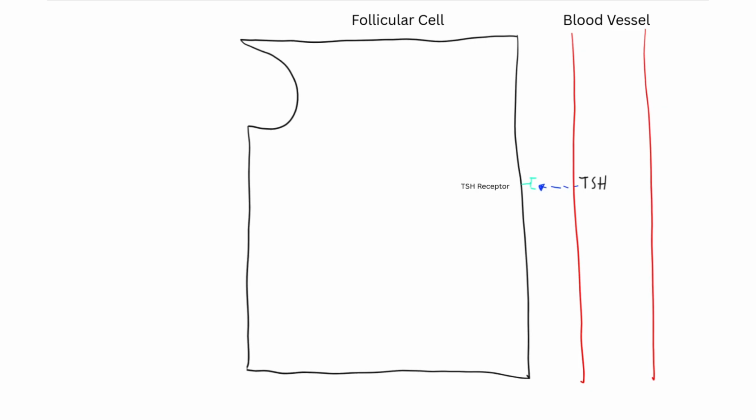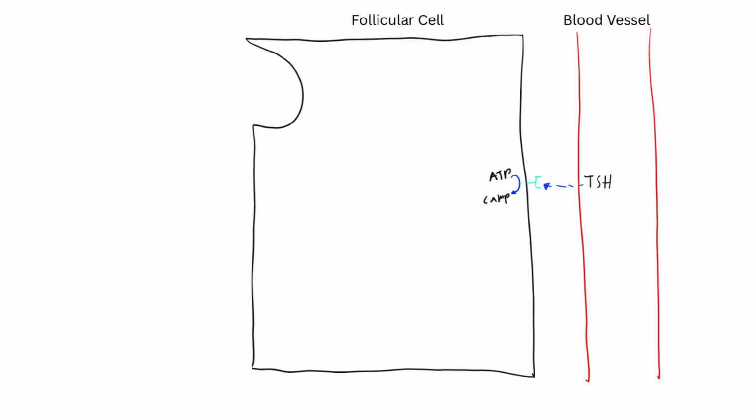Let's begin by labeling the blood vessel and follicular cell. In order to produce thyroid hormones, TSH is needed. TSH is a hormone that is produced in the pituitary gland and sent through the blood. Once TSH arrives at a follicular cell, it will bind to the TSH receptor.